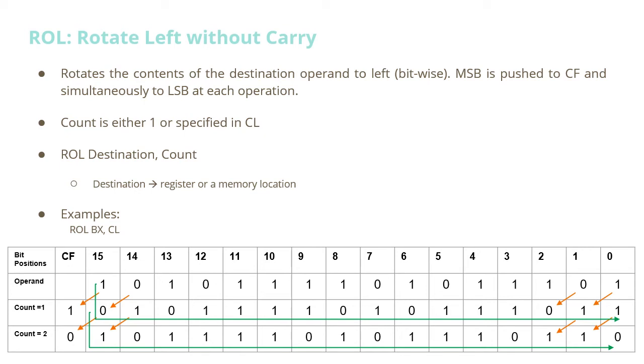For example, if it is ROL BX, CL, then the contents of the BX register will be rotated to the left without carry, and the count will be specified in the CL register. Now, as you can see in the example, each bit will be shifted in a bitwise manner to its left. So the bit at 15th position, that is the MSB, will be getting shifted to the carry flag, and the bit at 14 will be shifted to 15 and so on.